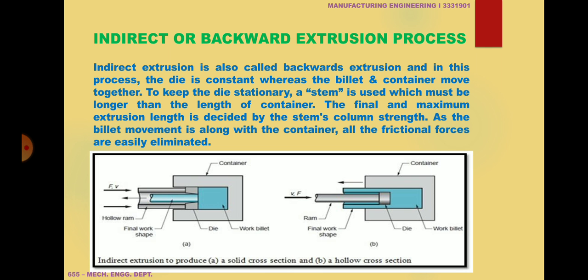Indirect extrusion is also called backward extrusion, and in this process the die is constant, whereas the billet and container move together. To keep the die stationary, a stem is used, which must be longer than the length of the container. The final and maximum extrusion length is decided by the stem's column strength. As the billet moves along with the container, outer friction forces are easily eliminated.